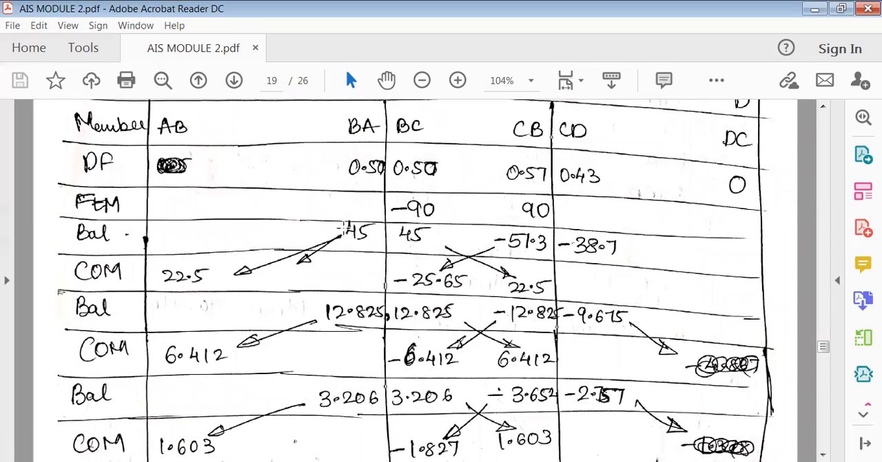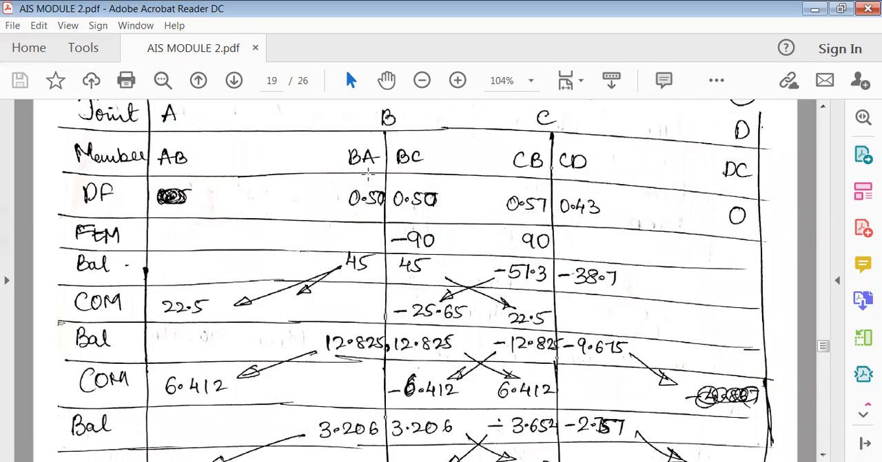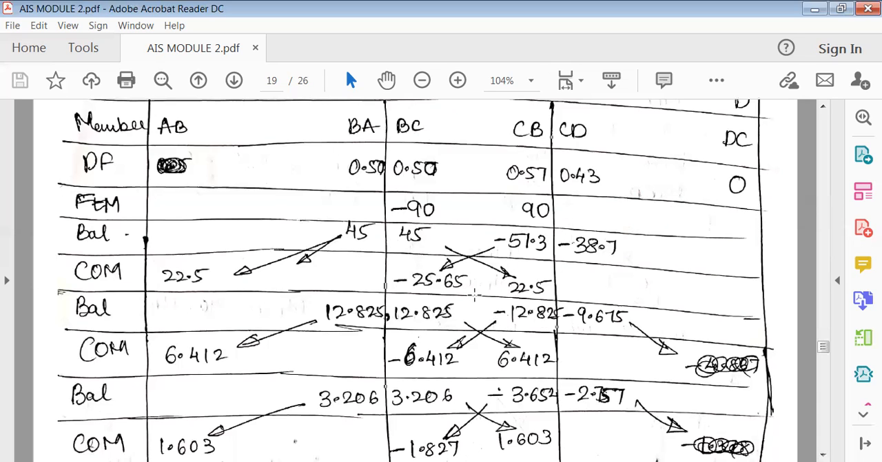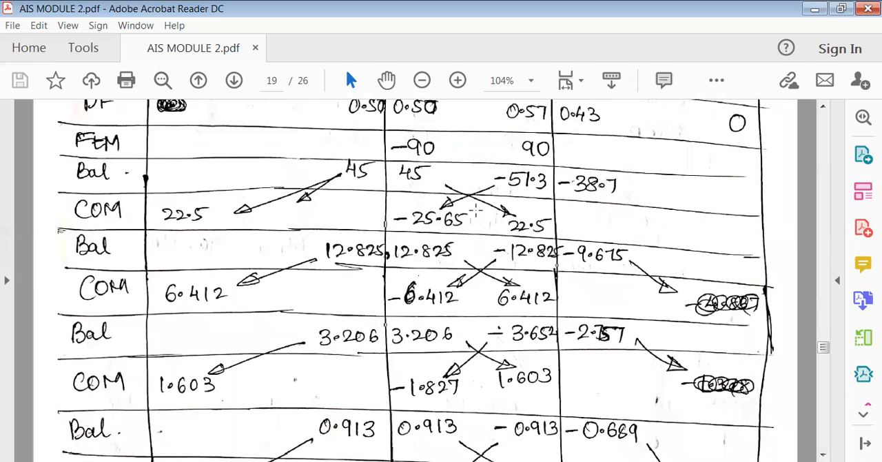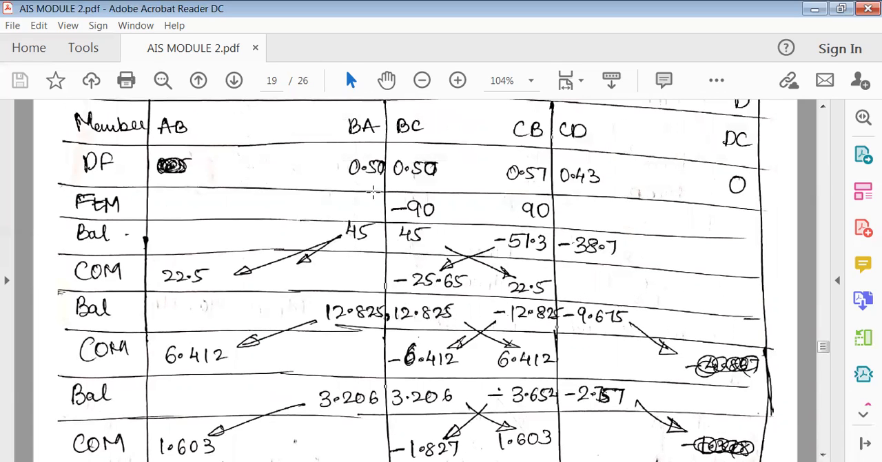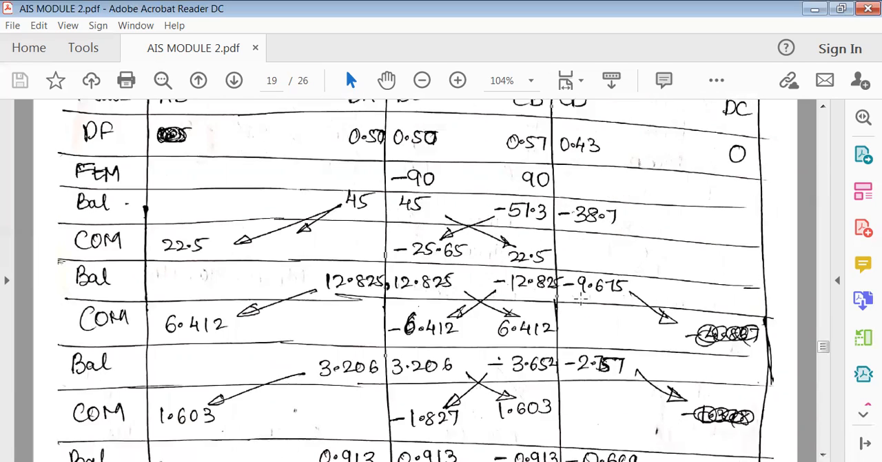So again, from BA it gets carried over to A, because A is a fixed support. Half of the moment gets carried over at C and half at B. Why at B and C? Because B and C are intermediate supports, and intermediate supports are nothing but fixed supports. Then balance joints B and C again: minus 25.65, change the sign, times 0.5 and 0.5, write it here. Then 22.5, change the sign, times 0.57 and 0.43, write it here.